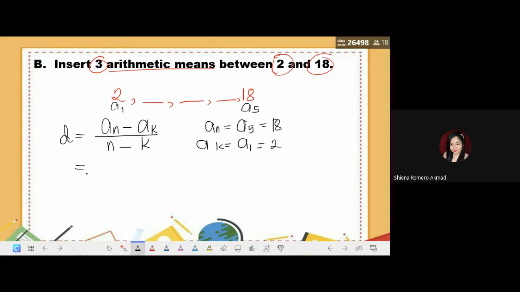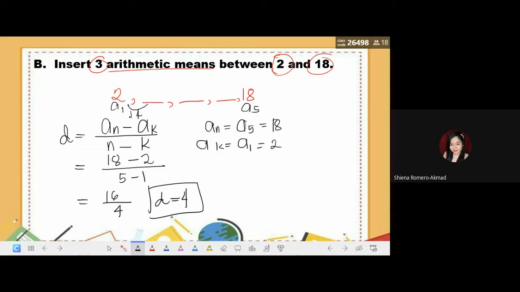Now, we'll have a sub n, which is 18, minus the first term, and that is 2, divided by n minus k, 5 minus 1 yan. Okay, so this is 16 divided by 4. Now, the difference is equal to 16 divided by 4, that is 4. So, ano yung gagawin natin sa difference? Ang gagawin natin dun, i-add na lang natin siya. So, add plus 4, we'll have 6, plus 4, we'll have 10, plus 4, we'll have 14. Okay?